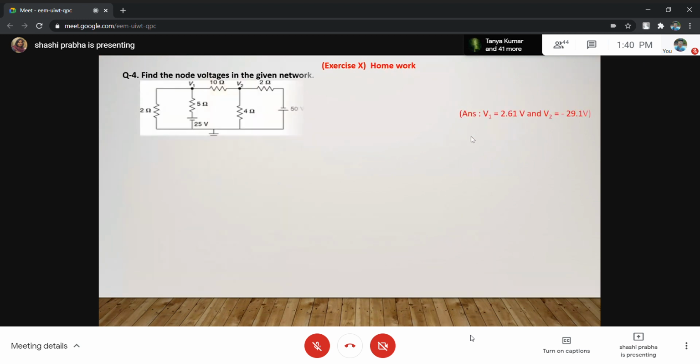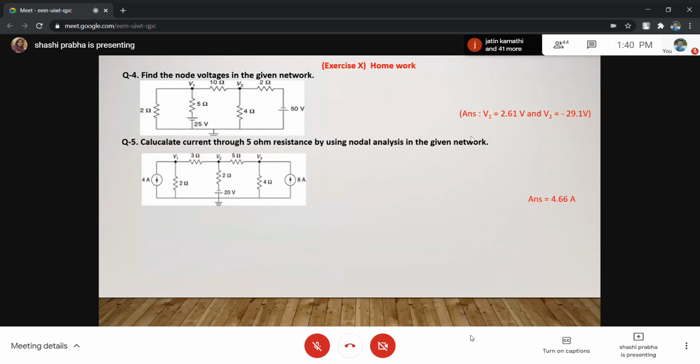And let me show you more. Can you find all the node voltages? This is question number 4. Please check. Find all the node voltages. Little bigger, this diagram. Find the current through the 5 ohm resistance, meaning this current. Same: node 1, node 2, node 3 and reference.